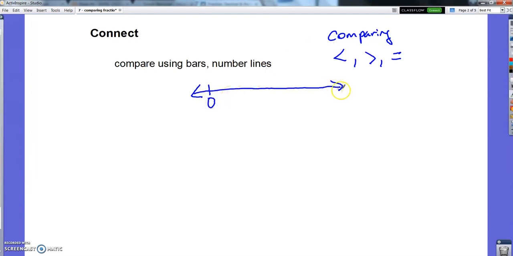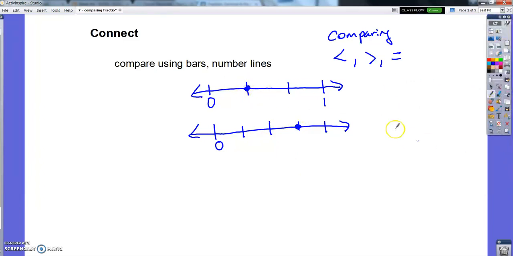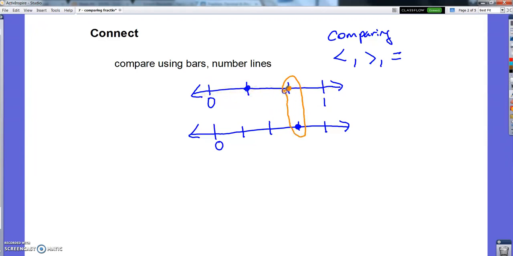But remember, number lines, same thing. If the fractions are not close, it's no problem. Like if I was going to compare 1/3 to 3/4, it's pretty easy to tell that it's definitely less. But if I wanted to compare 2/3 to 3/4, that's awfully close, and I may not trust that I drew it exactly right. They really might be equivalent, or this one might be a little greater, or I could have drawn it wrong and this is a little greater.